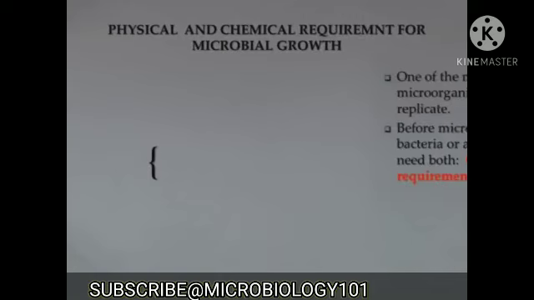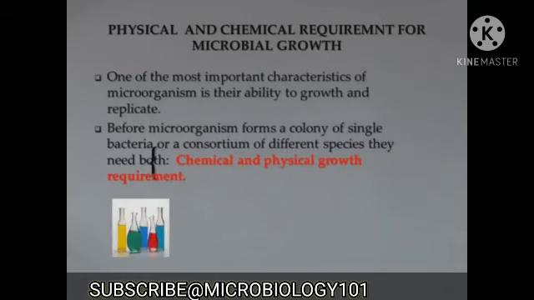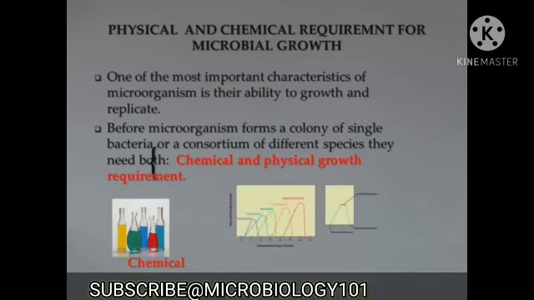Every living organism requires certain conditions to grow, multiply, and survive. So also microorganisms require chemical and physical requirements to grow, maintain their progeny, and survive. One of the most important characteristics of microorganisms is their ability to grow and replicate. This is a characteristic of living things, for both complex and microbial cells.